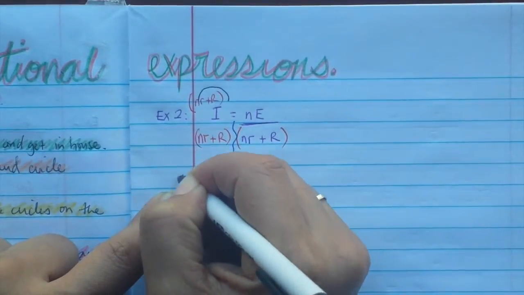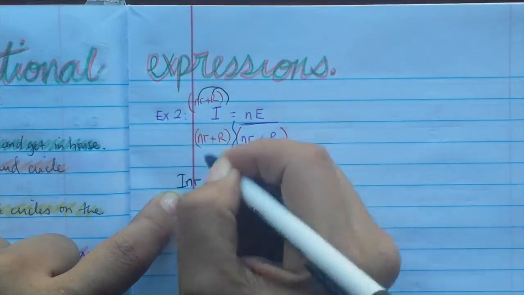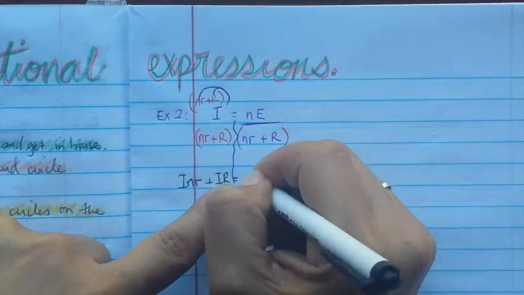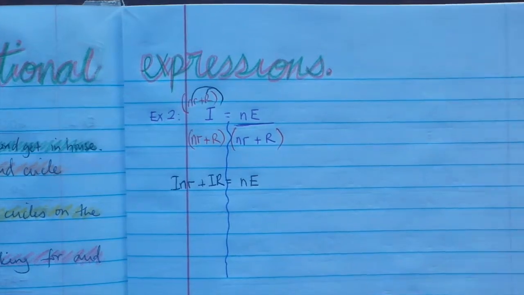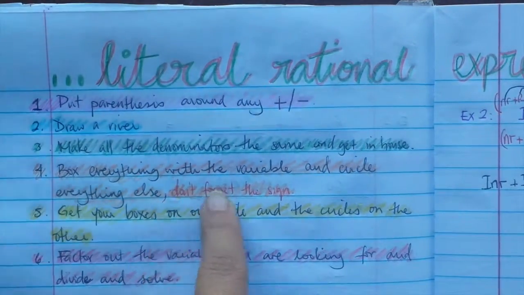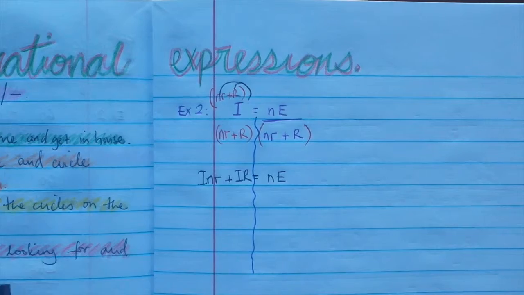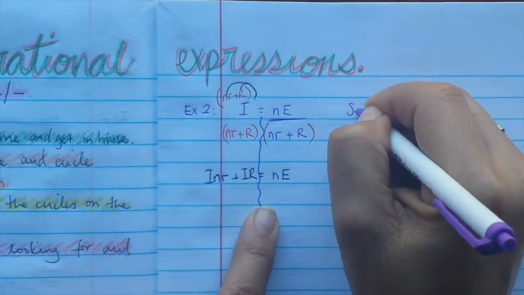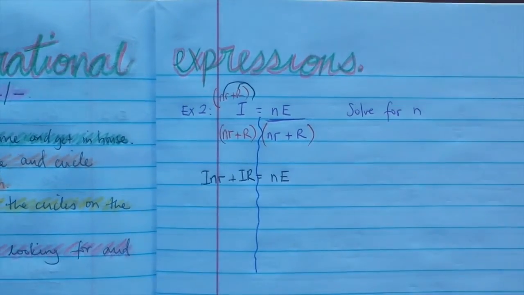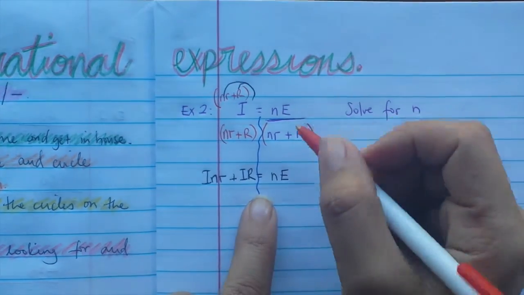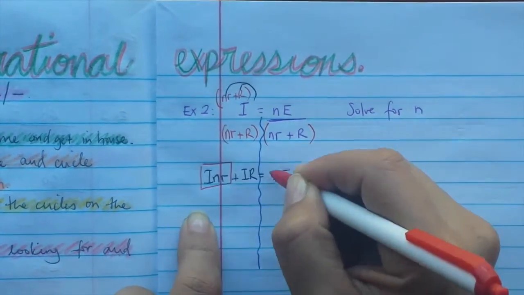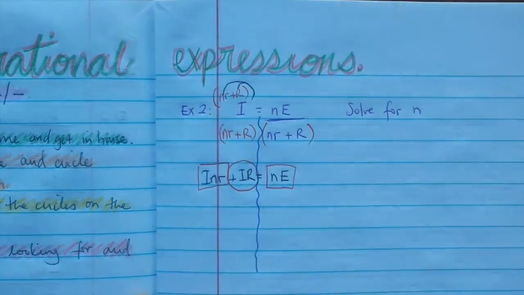So it's going to be IN R plus I capital R equals NE, and you can just ignore the denominators. Once you've done that, it says box everything with the variable and circle everything else. Don't forget the signs. So we're looking for a small n. So everything with small n, you're going to put boxes around. So I see a small n there, box, small n there, box, everything else, circle.